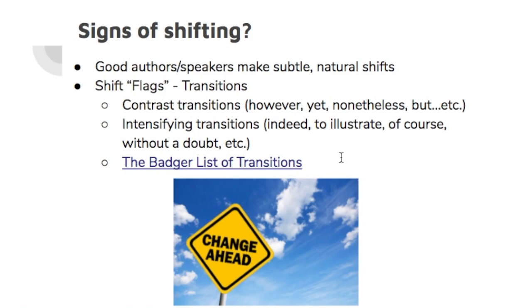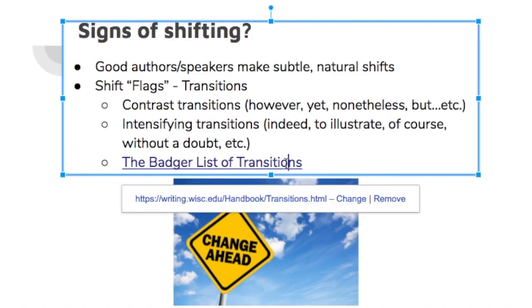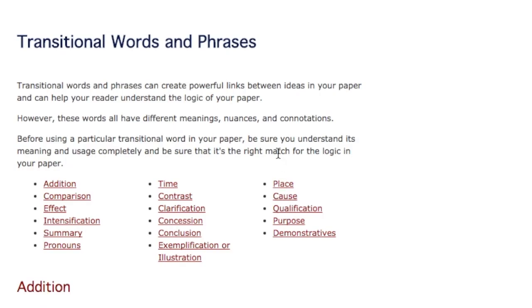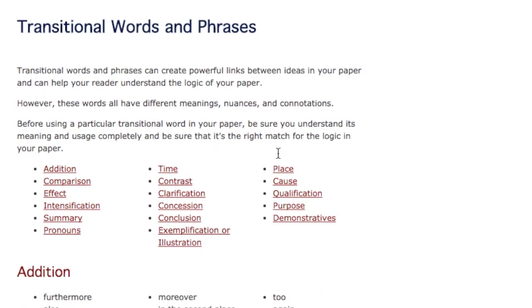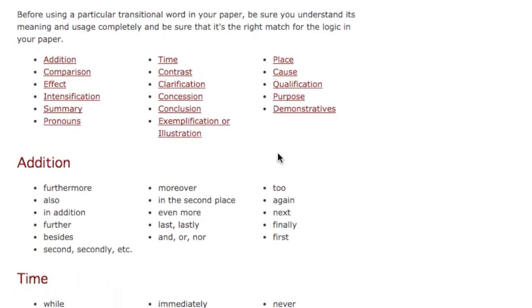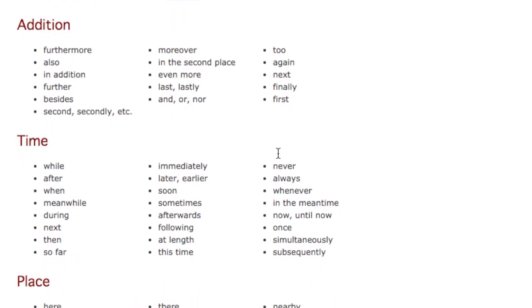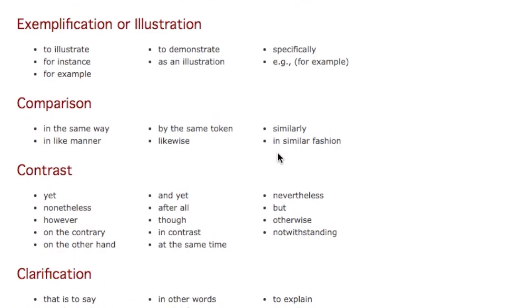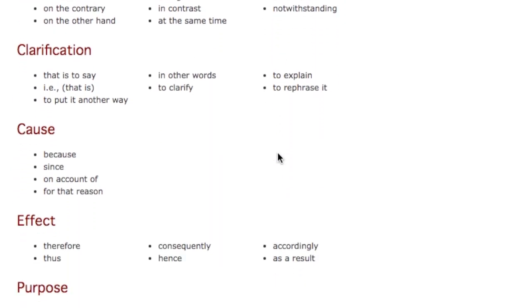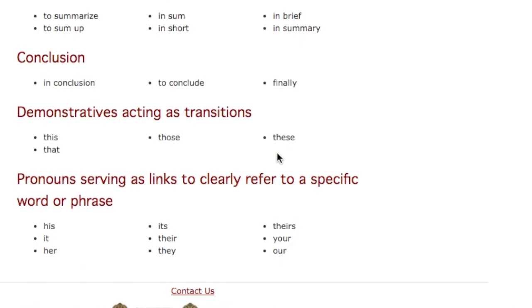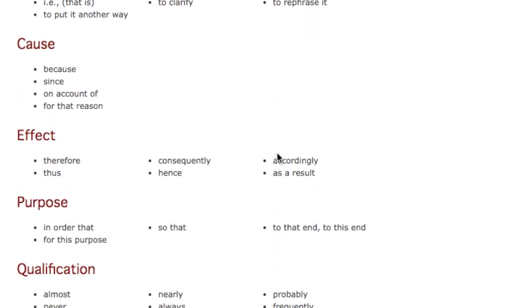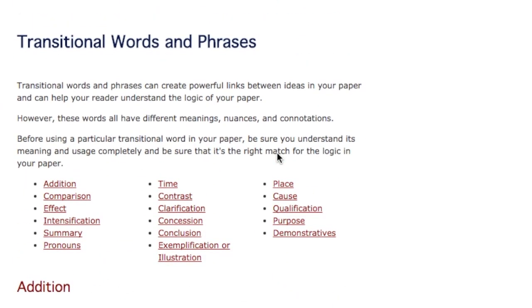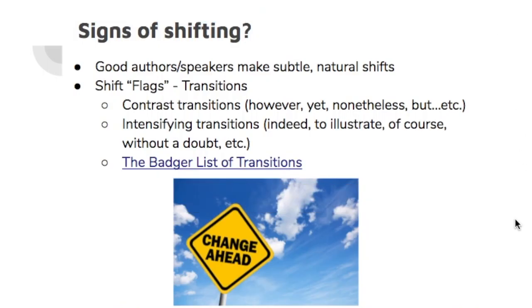So there's a lot of different universities that have writing labs. My favorite is the Badger Writing Lab for a reason. The Writing Center at Wisconsin-Madison has this list of transitional words and phrases, and it's all divided into adding on, shifting in time, shifting in place, exemplification, illustration, comparison, contrast, all these different transitions listed that help us indicate that a shift is coming.